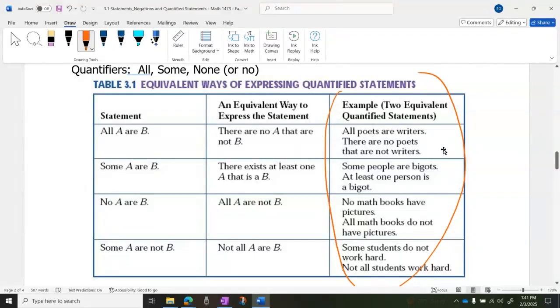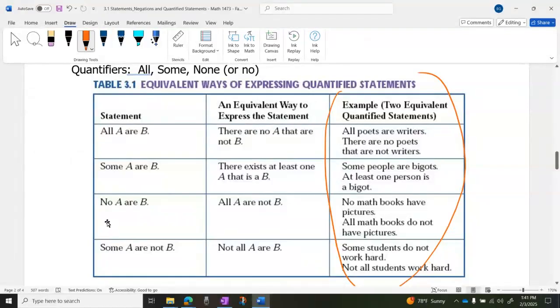Whether it is true or false really doesn't matter. But if you really want to make that decision, I think all poets are writers, right? They have to write. Another way to say that is there's no one poet who is not a writer. There are no poets that are not writers. The grammar is not the most important thing. Logic is.